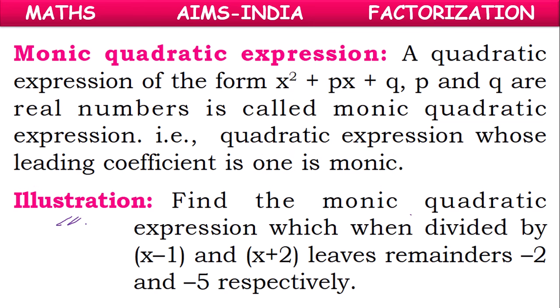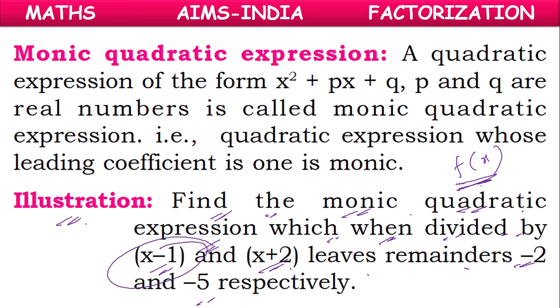Next illustration, children, one example. The question is, find the monic quadratic expression which when divided by x minus 1 and x plus 2 leaves remainders minus 2 and minus 5 respectively. Let us assume f of x is the monic quadratic expression which when divided by x minus 1 leaves a remainder minus 2, which when divided by x plus 2 leaves a remainder minus 5.